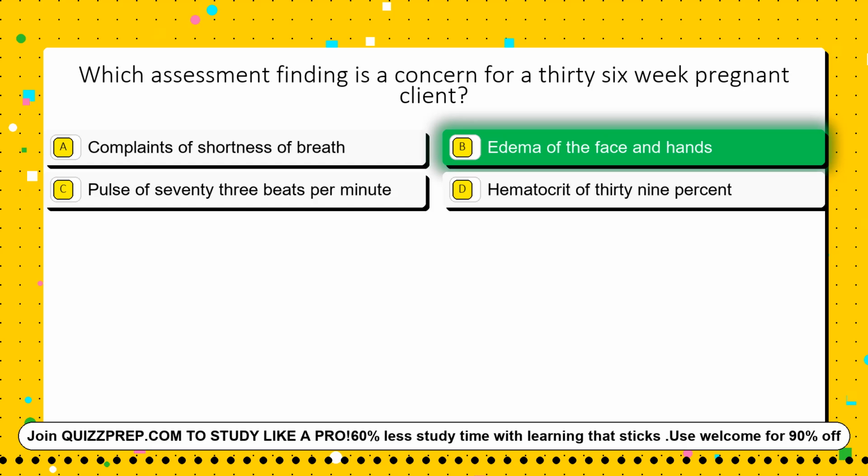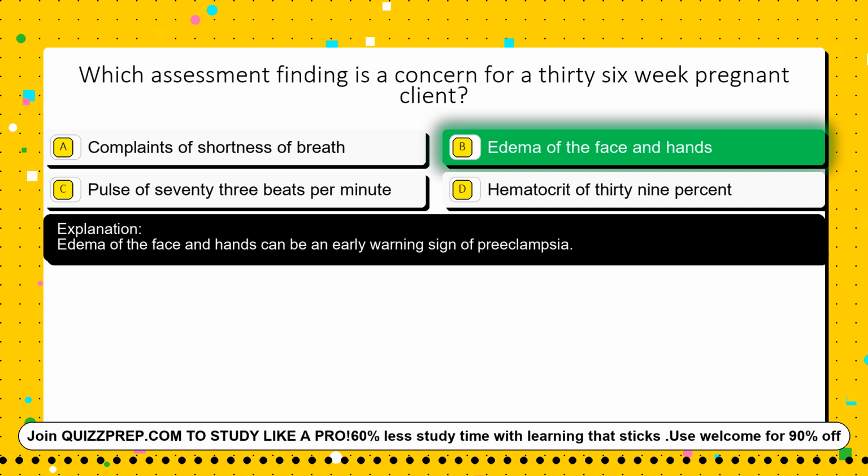The correct answer is option B. Edema of the face and hands. Edema of the face and hands can be an early warning sign of preeclampsia.